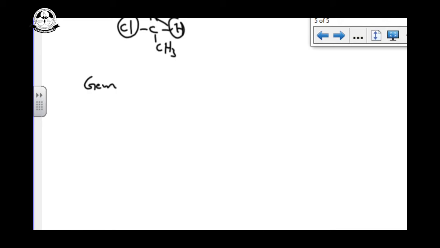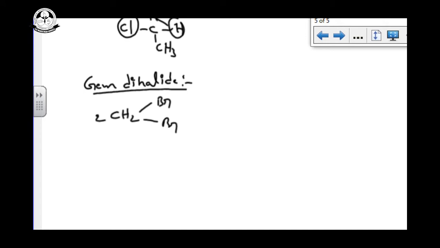Gem dihalides means one carbon itself, CH2, with Br and Br. Two moles I am taking. Reagent will be the same. We use zinc dust, otherwise sodium iodide in presence of acetone. Two moles I am taking, and two moles of zinc you can take. CH2=CH2, the alkene you can get.